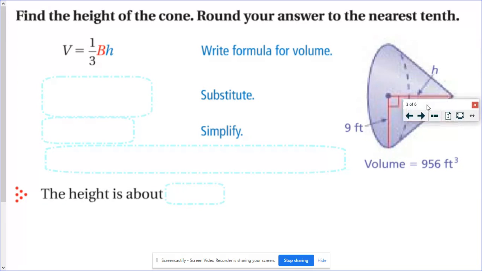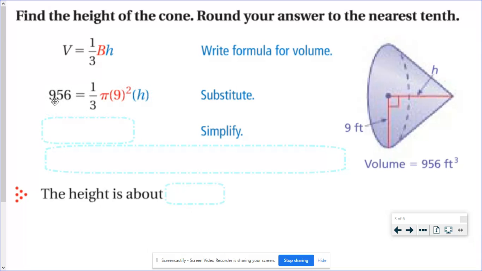Okay, in this one, this is a cone now. Cones, again, have that 1/3 in there. That can throw things off a little bit if you're not careful, and showing your work on paper will help you, I promise. So I know that the formula is up there, 1/3 area of the circle times the height. I know the radius. And this time they are nice, they gave us the radius. I'm still looking for the height. And I know the volume is 956 cubic feet. So I can put all that stuff in there that I know.